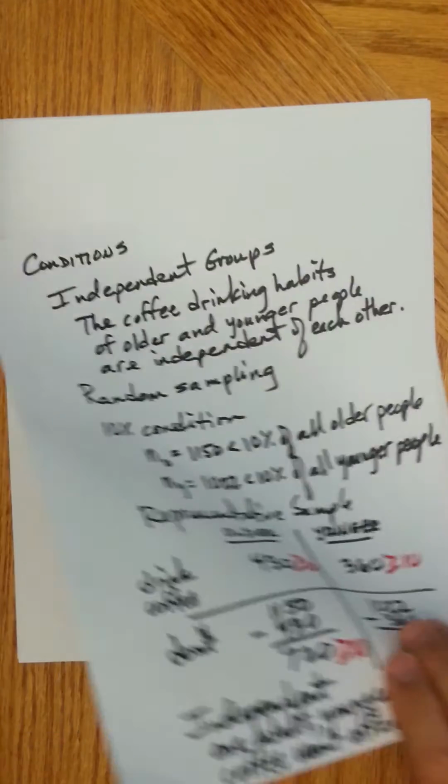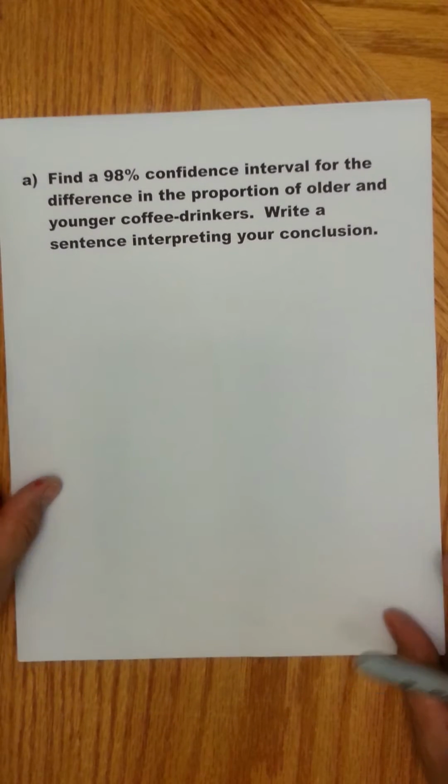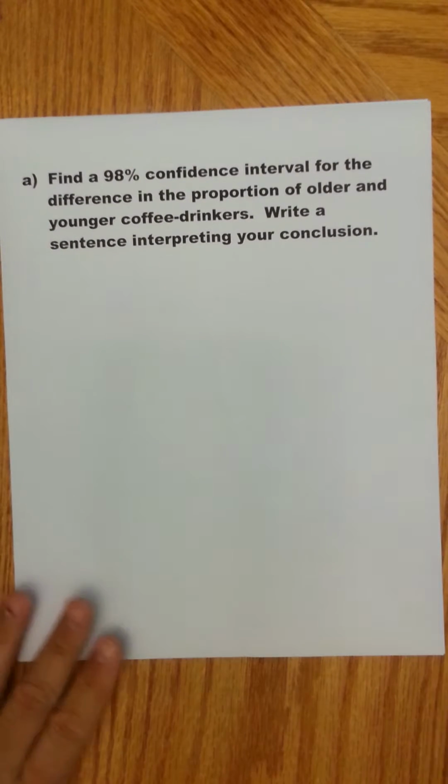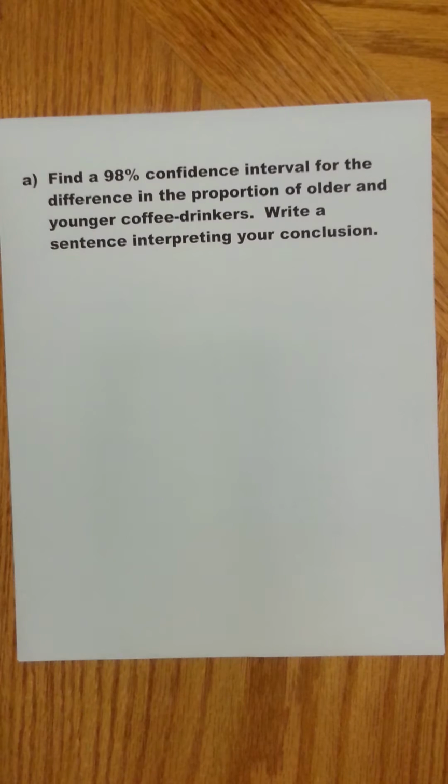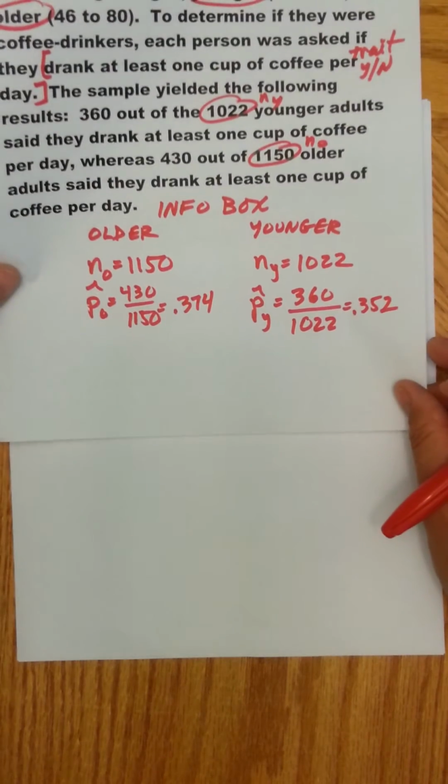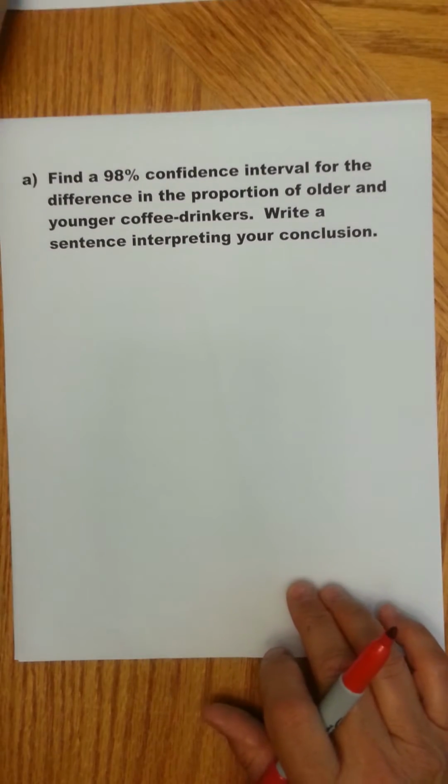Let's take a look. After we've done conditions, we want to actually start our calculations. There's just a lot to this, isn't there? All right, so now let's go back to our question. We want to find a 98% confidence interval for the difference in the proportion of older and younger coffee drinkers. And let's not forget our info box here. Right? So I'll pull that back up.